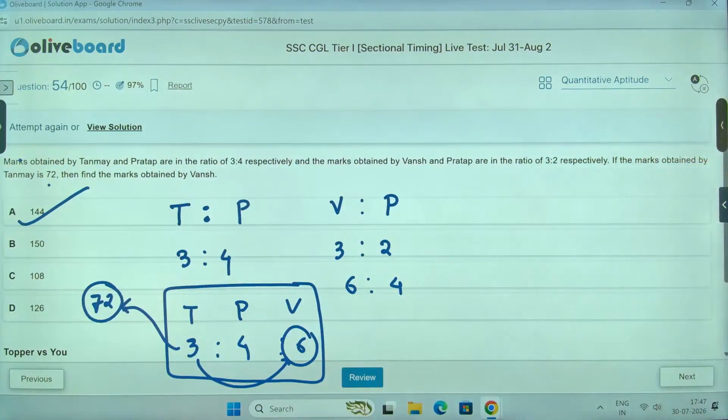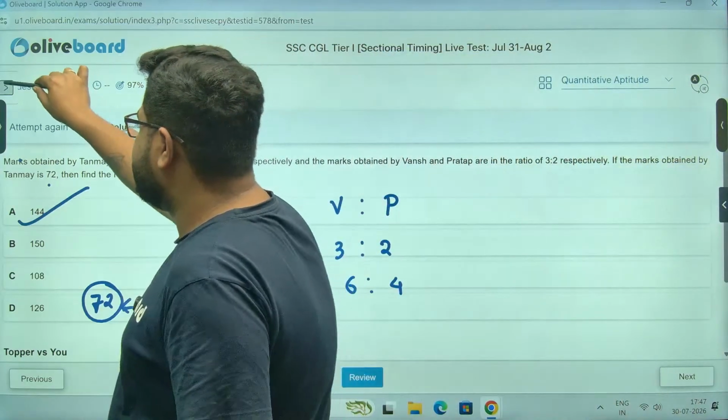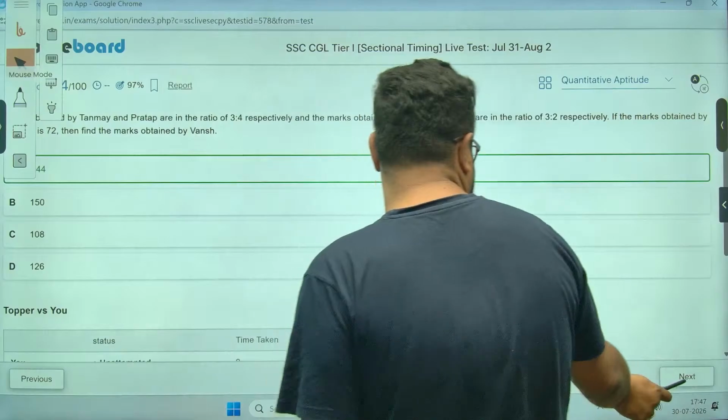Good evening, Gopu. So again, it will always be 3 and 6 double. Just check it out. Next one, please.